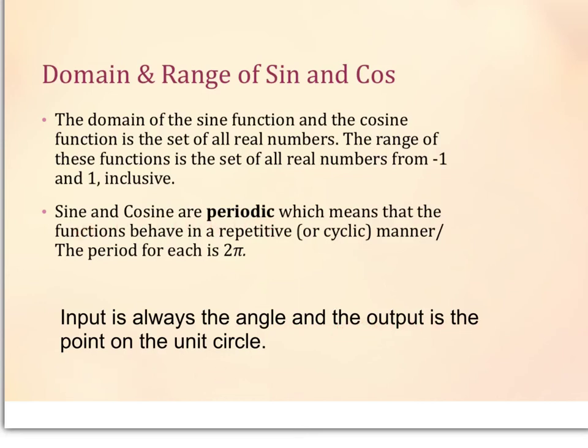So sine and cosine are periodic. After you go around one time on the circle, you start repeating those same values. The solutions will repeat from the points on the unit circle. So that's why we say that the period is 2 pi, because they're periodic, they're repetitive. They cycle and give you the same solutions.